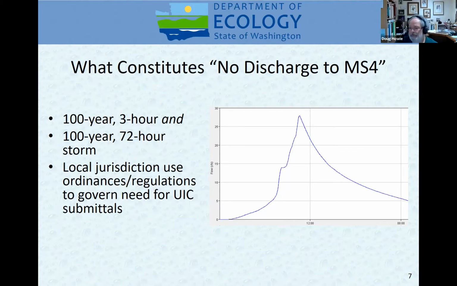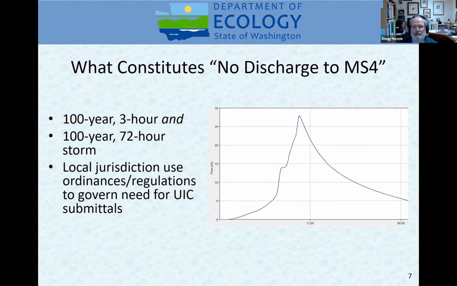Local jurisdictions are free to use other numbers. If they want to use the 50-year storm or the 25-year storm, that's fine. This is strictly a suggestion. In Western Washington, we don't have a suggestion. In Western Washington, you have to keep the entire runoff file generated under the modified site conditions in the WWHM on site. So that means all the runoff from that 60 years of rainfall has to stay on site.